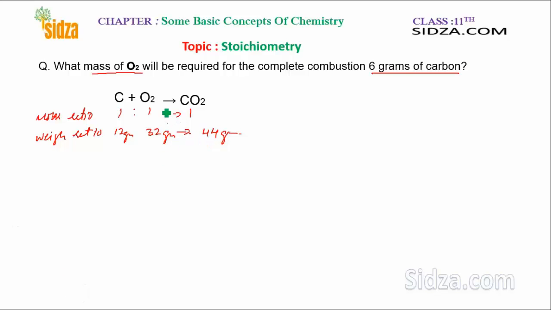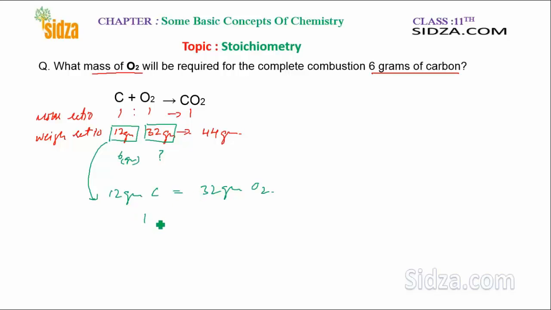So what I need to check here is, if I take 6 grams of carbon, how much oxygen is required? How many grams of oxygen is required to completely react with 6 grams of carbon? So from the balanced equation, we find that 12 grams of carbon react with 32 grams of oxygen. That means for 12 grams of carbon, I need 32 grams of oxygen. So from the balanced chemical equation, I can write down that 12 grams of carbon equals 32 grams of oxygen. Means 12 grams of carbon require 32 grams of oxygen.